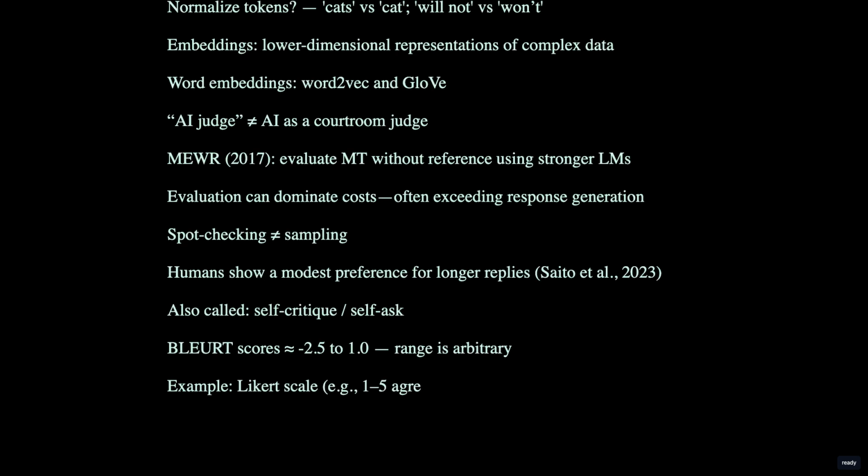A Likert scale asks people to rate their level of agreement or frequency on an ordered numeric scale, commonly from 1 to 5. It's a simple, reliable way to measure attitudes or opinions and to compare responses quantitatively.